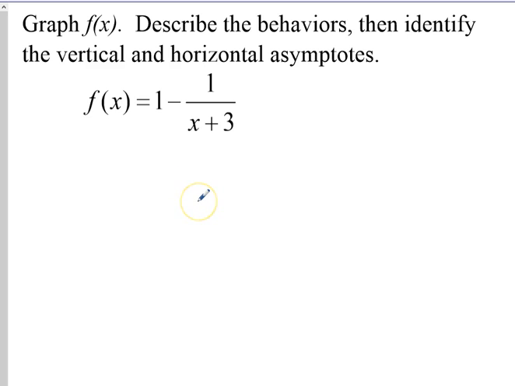Okay, so we're going to graph one of these functions. We're going to describe its end behavior and its intermediate behavior and its horizontal and vertical asymptotes. So I'll give you a chance to write this down. Play the recording when you're ready.